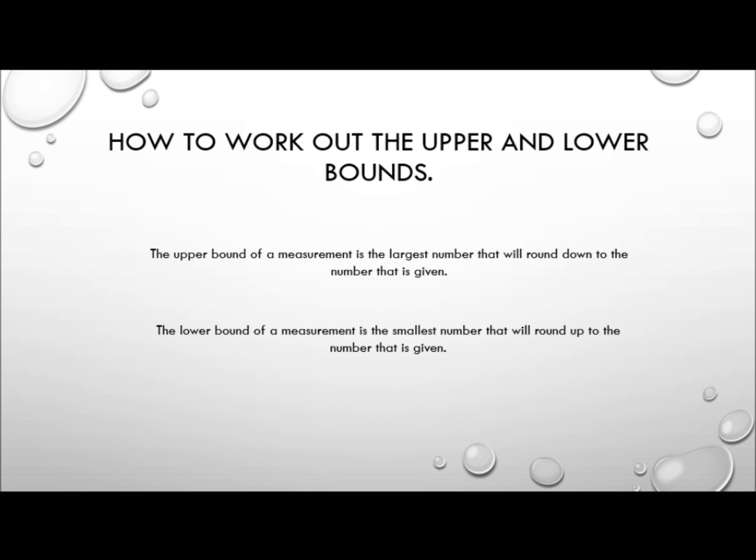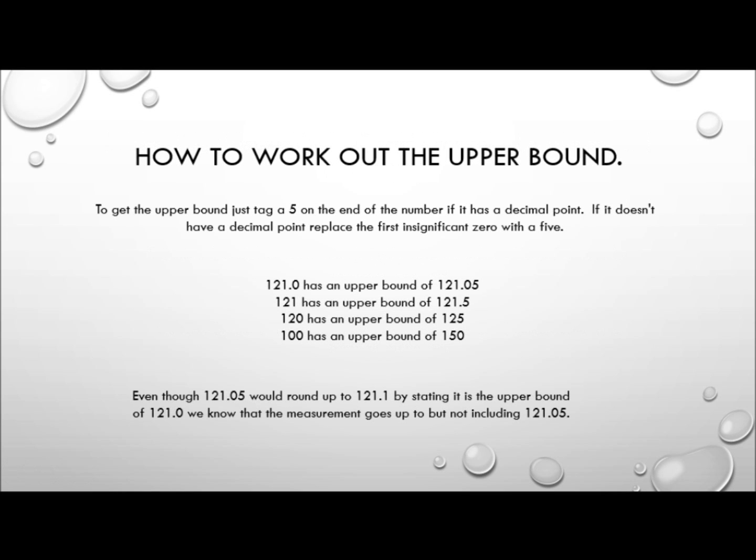Okay, so how did we work out the upper and lower bounds? Well, the upper bound of a measurement is the largest number that will round down to the number that is given. The lower bound of a measurement is the smallest number that will round up to the number that is given. To work out the upper bound, just tag 5 on the end of the number if it has a decimal point. If it doesn't have a decimal point, replace the first insignificant 0 with a 5.